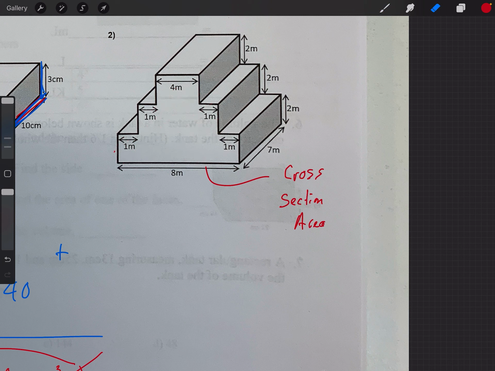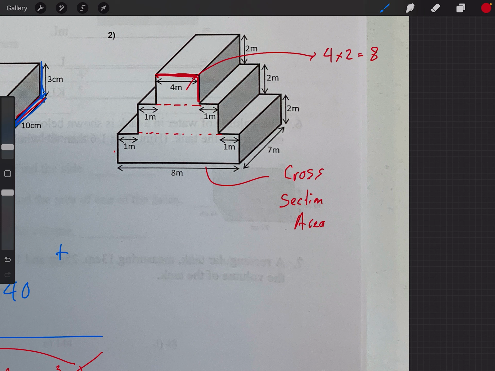Alright, so let's work out the cross-section area. So what we're going to do is we're going to divide this shape into a bunch of small rectangles. Okay, so let's look at this top rectangle here. It's made up of 4 by 2. So that's 4 times 2. The area of that face is 8.